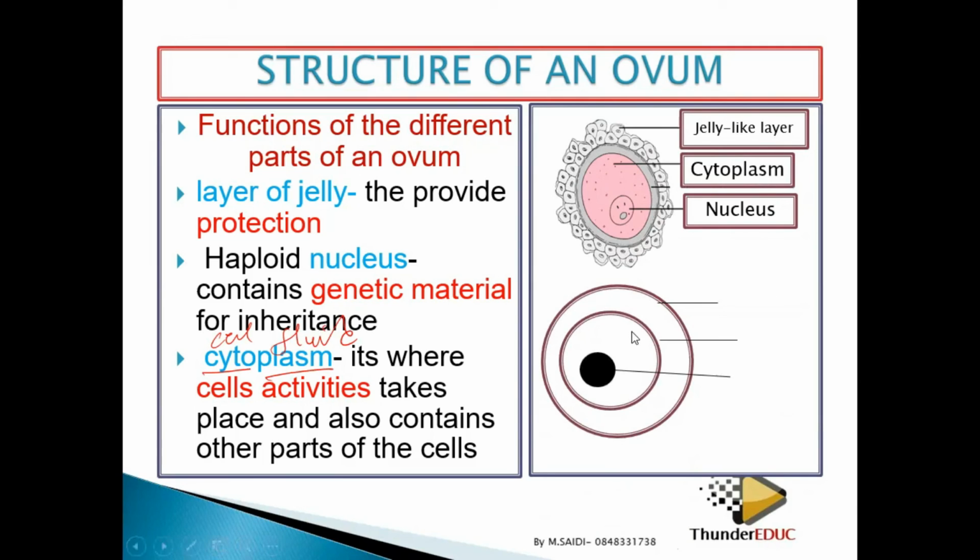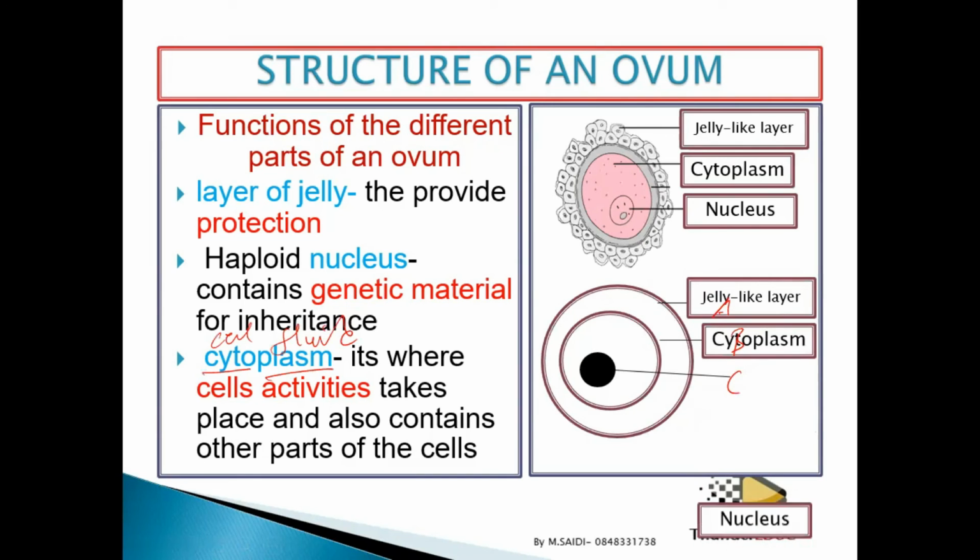The first one is, you can tell me, the first one is, the second one is, and then the third one is. Let's see if you have got it right. The first one is the gel-like layer, the second one is the cytoplasm, and then the third one is the nucleus. Basically, that's the structure of the ovum.